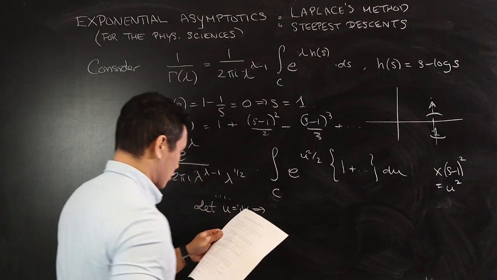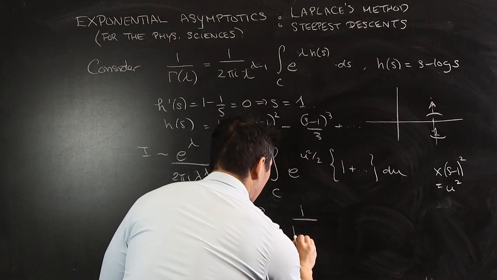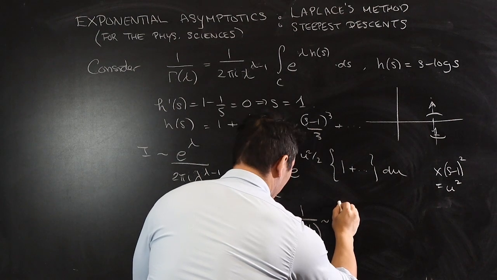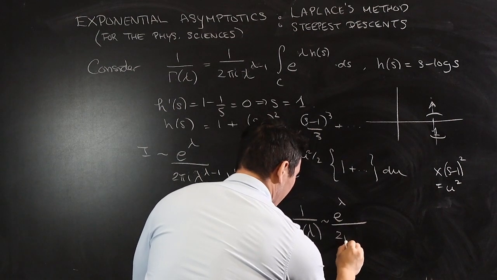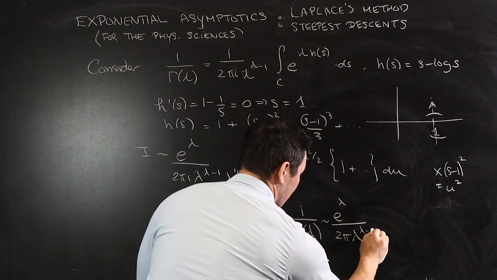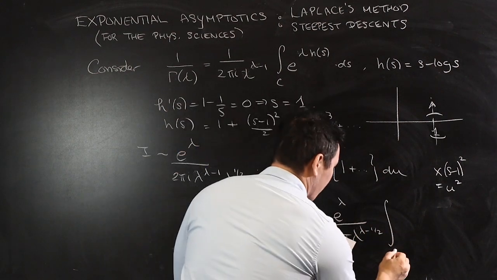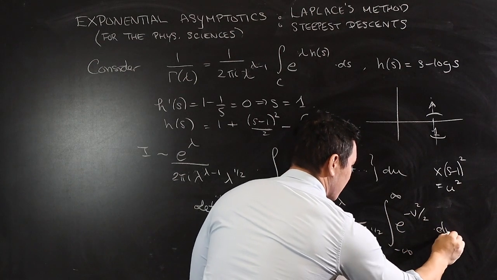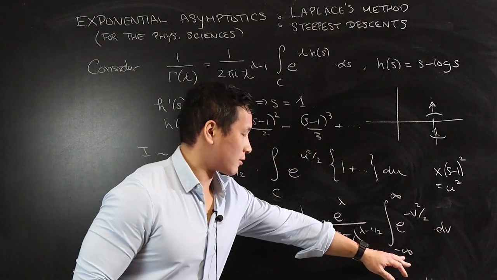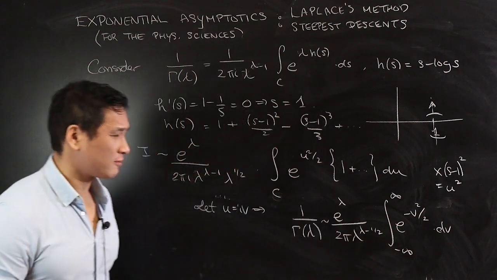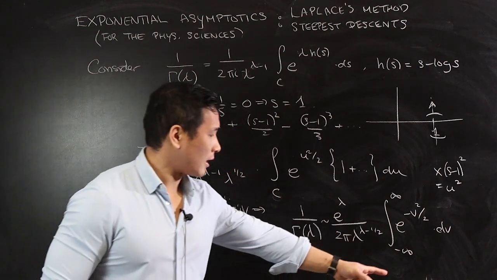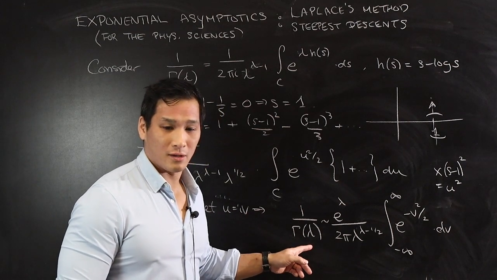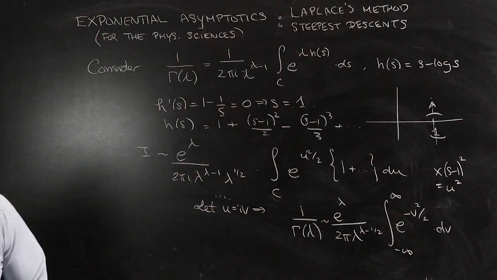You're going to predict essentially that 1 over the gamma function of lambda is basically e to the lambda over 2 pi lambda to the lambda minus 1/2, an integral from minus infinity to positive infinity of e to the minus v squared over 2 dv. And then this becomes root 2 pi, or root pi over 2, one or the other. And then you end up with the usual formula. If you invert the function, you'll recognize the gamma function expansion that we found before.